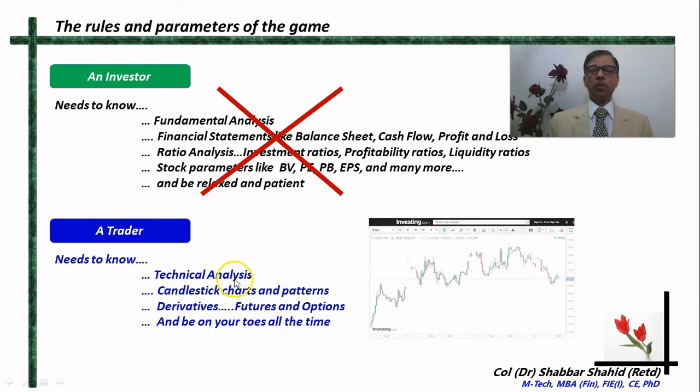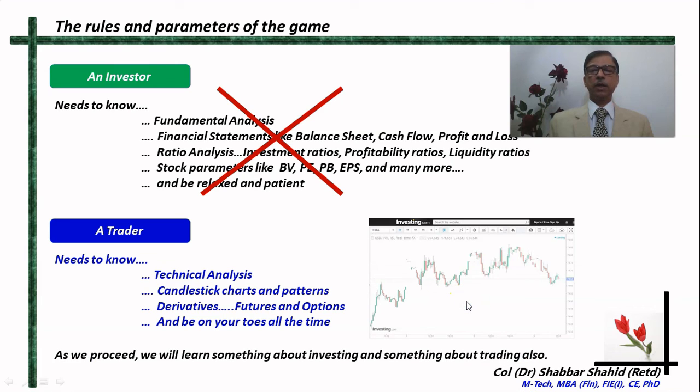And then knowing all these things is not enough. If you are a trader, then unlike an investor, you have to be on your toes all the time. You cannot be relaxed because the price keeps changing so fast that you have to keep your vigil. You need to buy when it is low, you need to exit when it is high. So therefore you have to be constantly on your toes. Now as we proceed in the subsequent lessons of this section, we shall learn something about investing and also something about trading. Alright.